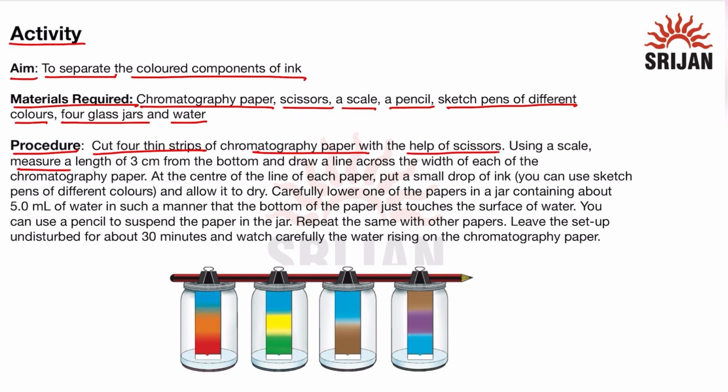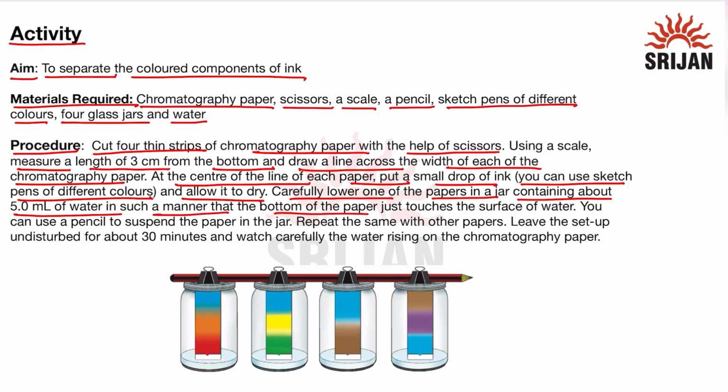Using a scale, measure a length of 3 cm from the bottom and draw a line across the width of each of the chromatography papers. At the center of the line of each paper, put a small drop of ink. You can use the sketch pens of different colors and allow it to dry. Now carefully lower one of the papers in a jar containing about 5 ml of water in such a manner that the bottom of the paper just touches the surface of the water. You can use a pencil to suspend the paper in the jar.